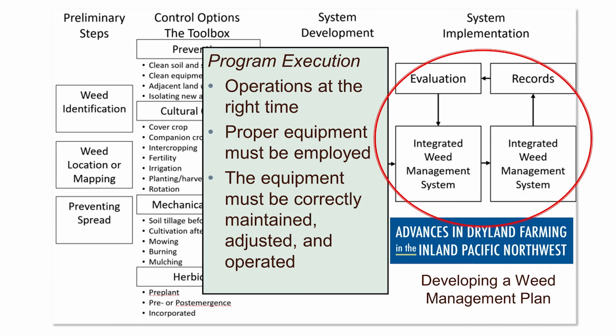Finally, there's the program execution. Getting your operations out at the right time is very critical. Waiting for or forestalling inputs or managing too much at any one time can and often does cause reduction in weed management. It's very critical that the timing is observed as much as possible.